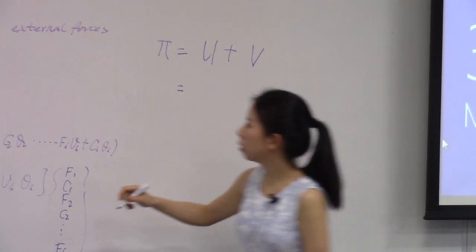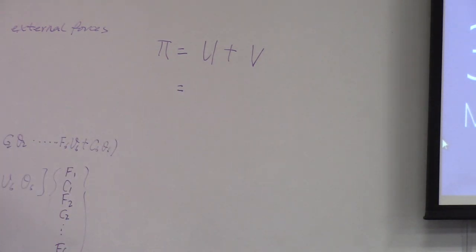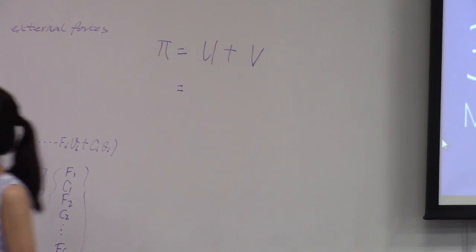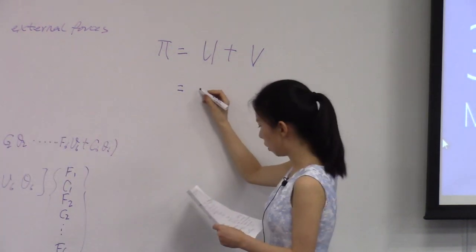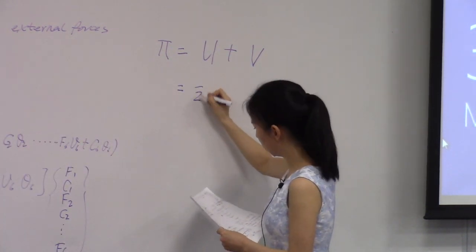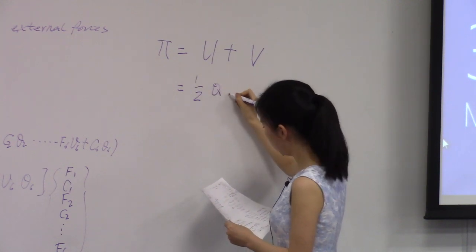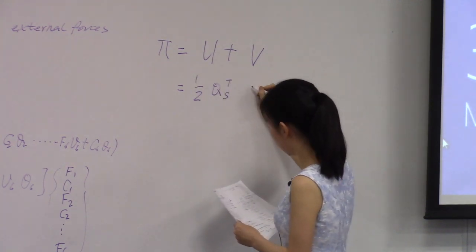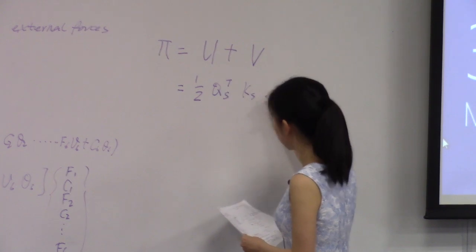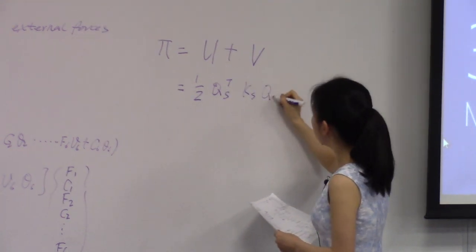And for the strain energy, we already wrote it, and I can put it here. So it should be 1/2 Q_S^T K_S Q_S.